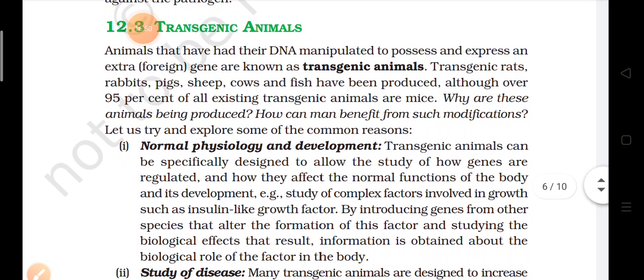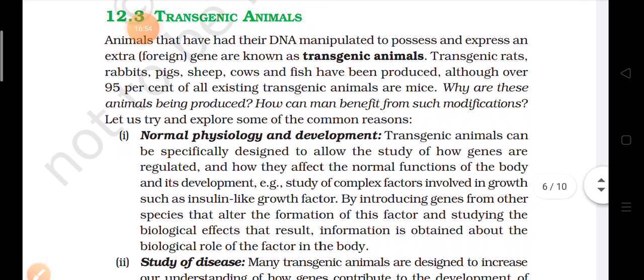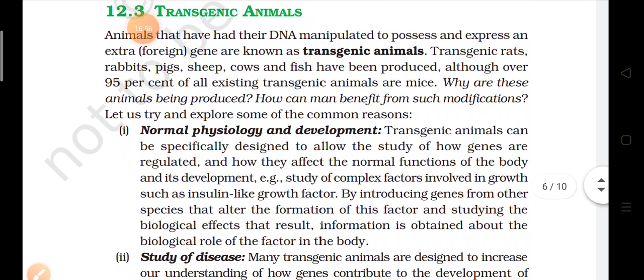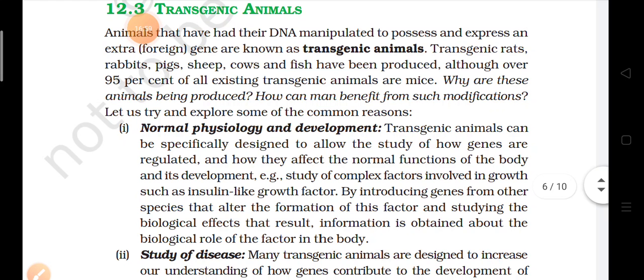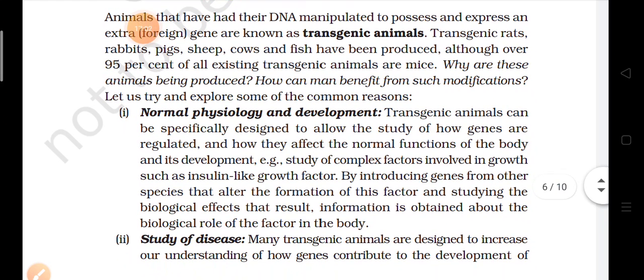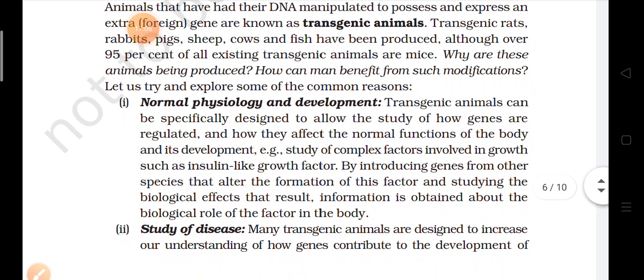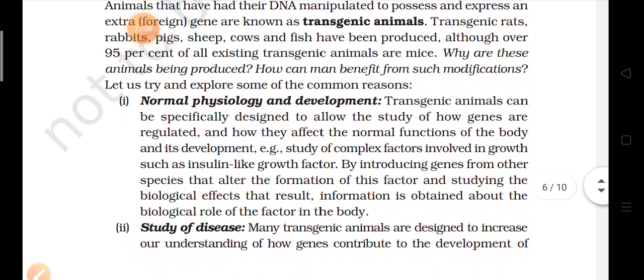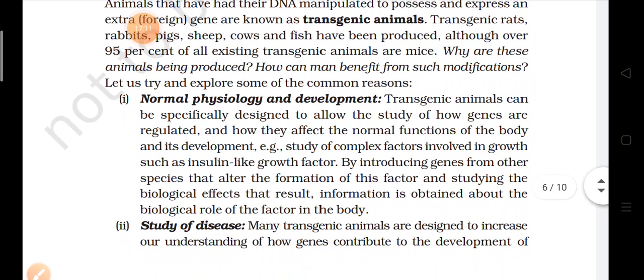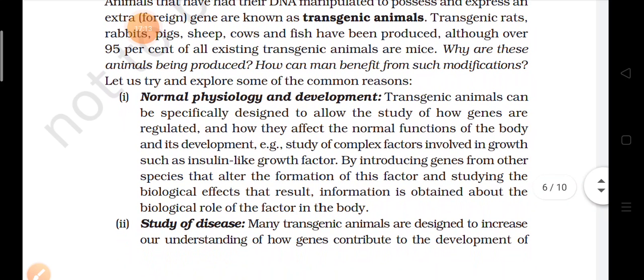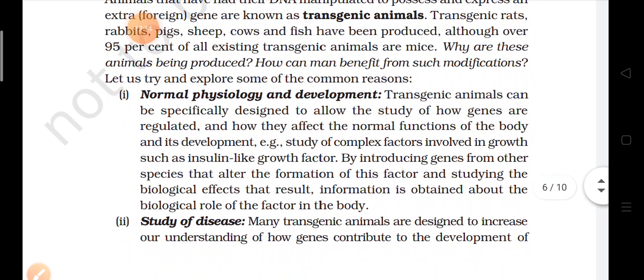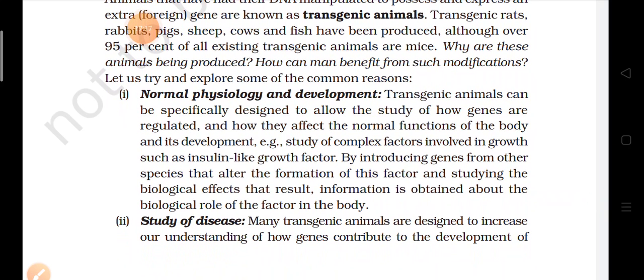And now we have many animals like rats, rabbits, pigs, sheep, cows and fish which are transgenic. So what is our motive to produce these transgenic animals? So that production can be increased more and more, and these animals benefit human beings by fulfilling their requirements. So now let us explore some of the common reasons why there is a need for these transgenic animals.